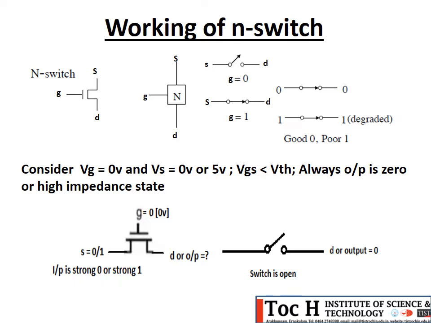First we will learn the first case, that is when Vg equal to 0, why the switch is open. When Vg equal to 0 and Vs is equal to 0 or 5 volt, you can see here what VGS is. VGS is nothing but Vg minus Vs. So 0 minus 0 or 0 minus 5. So it is actually 0 or a negative voltage, which is less than our positive threshold voltage for the N switch. That's why this N switch is always open for this case. So the output for this case is always 0 or at high impedance state.